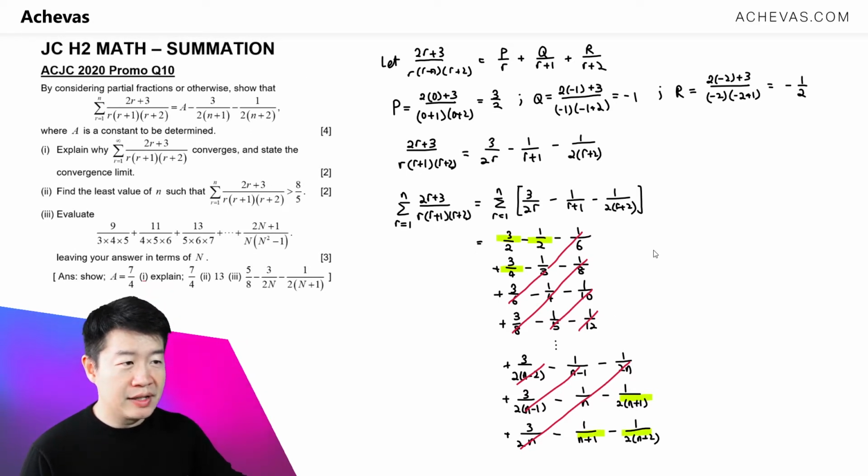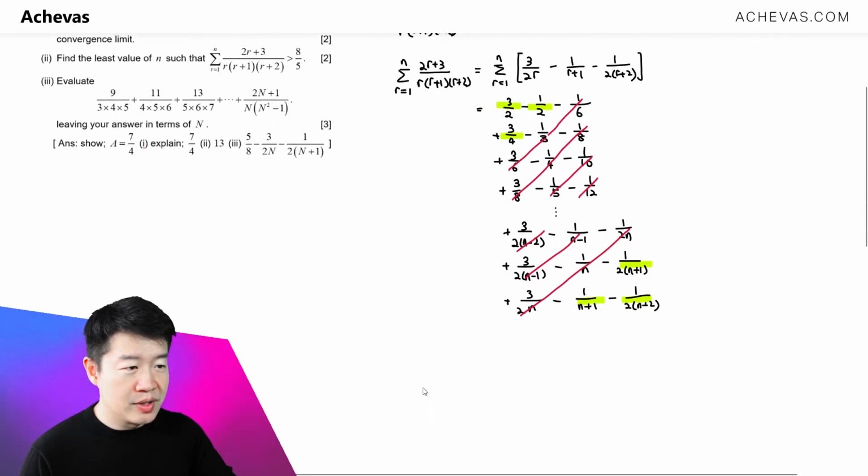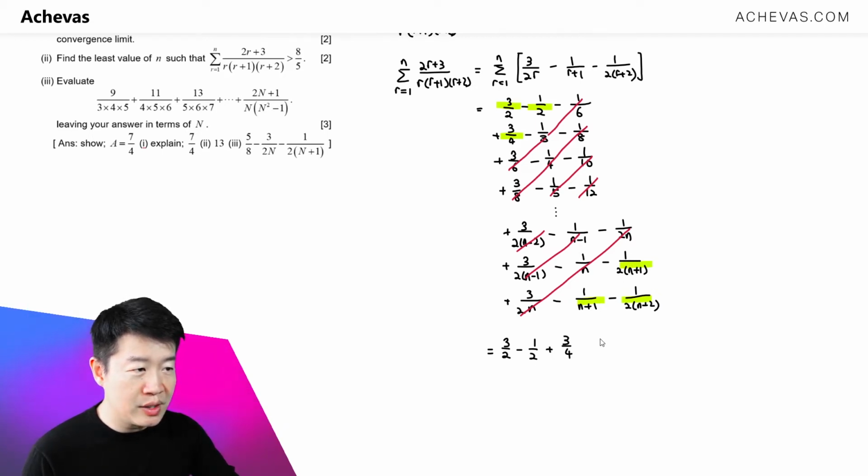That means what I'll be getting now is going to be equal to, let me write it down here, this is going to be equal to 3 over 2, this, minus 1 over 2 plus 3 over 4, which we will be able to evaluate. Then after that, minus 1 over 2 of n plus 1 minus 1 over n plus 1.